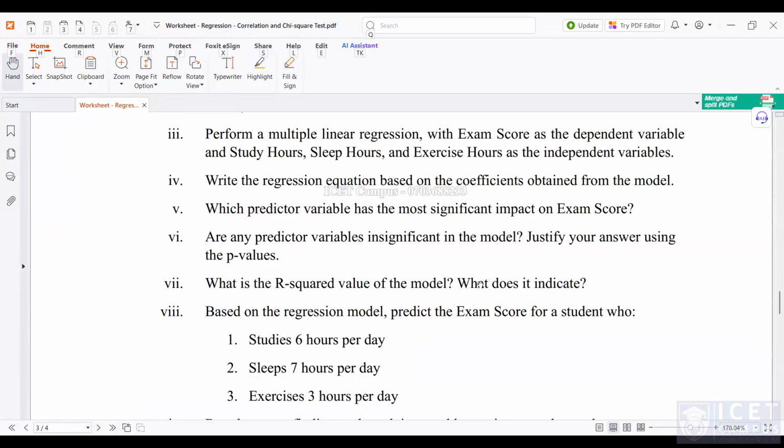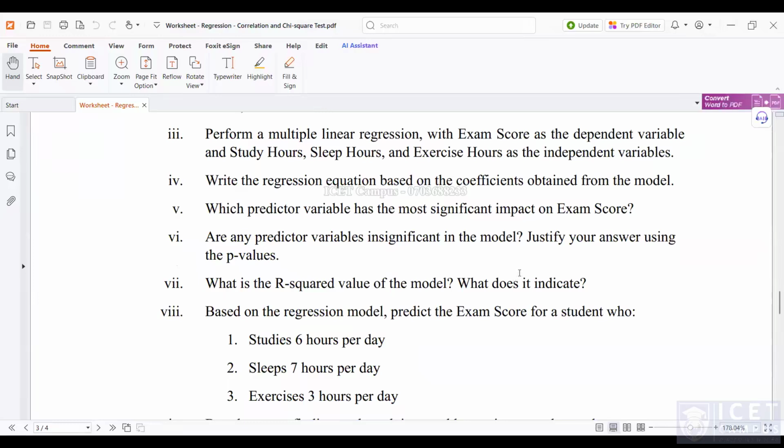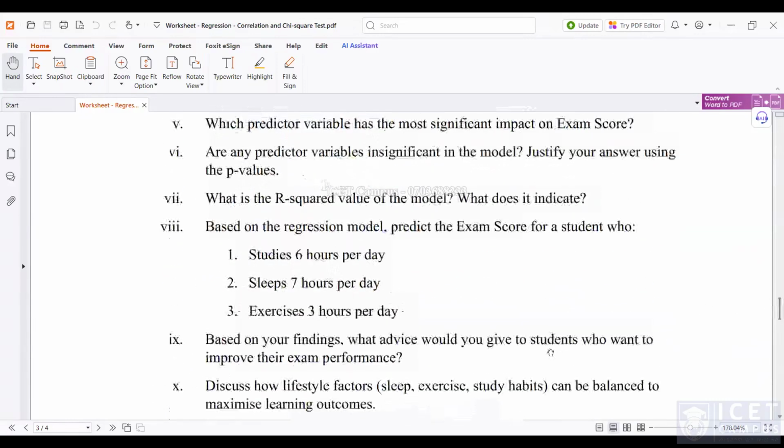What is the R-squared value of the model? What does it indicate? I explained that at the beginning. The R-squared value is 0.630. That means 63% of the variation in the dependent variable is explained by the independent variables. Only 63%, so it is not a very bad model and not a very good model to predict the values. Based on the regression model, predict the exam score of the student who studies 6 hours.